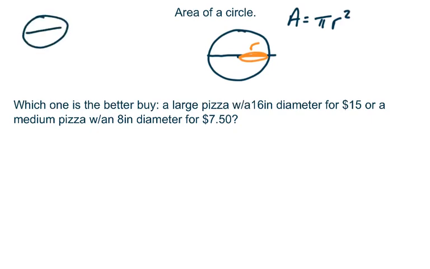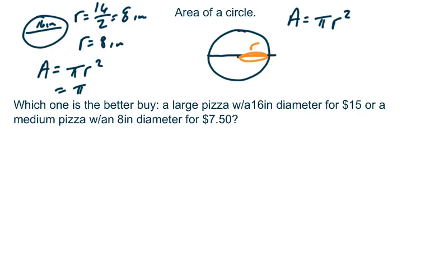So if I tell you I have a circle that's 16 inches in diameter, your first thought needs to be, okay, I need that radius. So I cut the diameter in half. 16 divided by 2 gives me 8 inches. So now I know radius is 8 inches. We're going to plug it in, and we're going to have area is pi r squared. So pi times 8 squared, which would give me 64 pi.